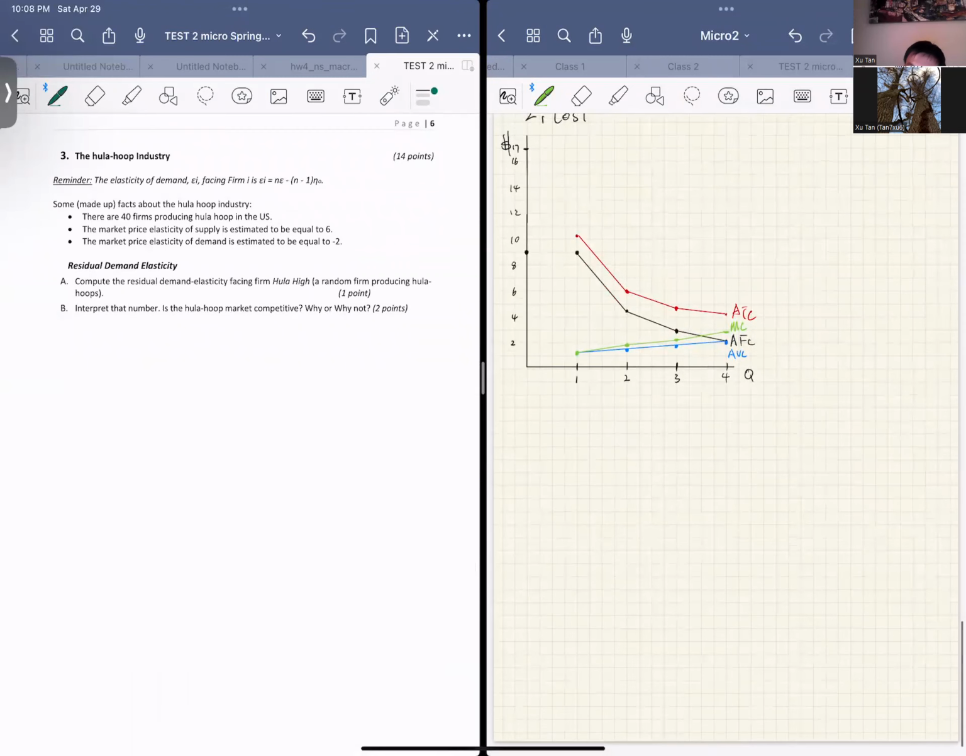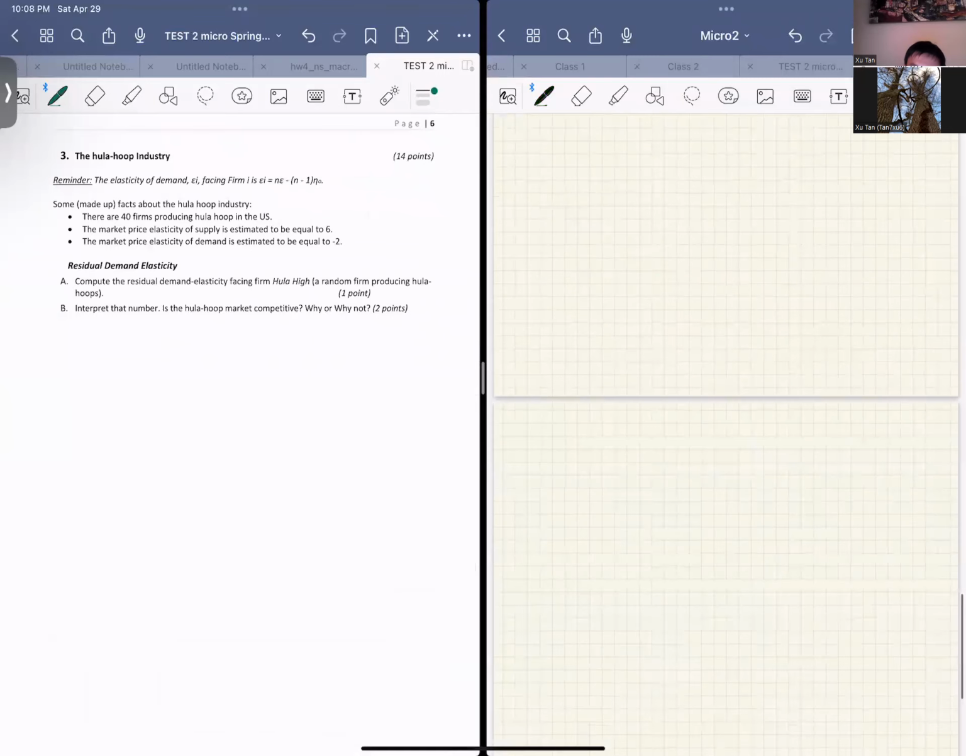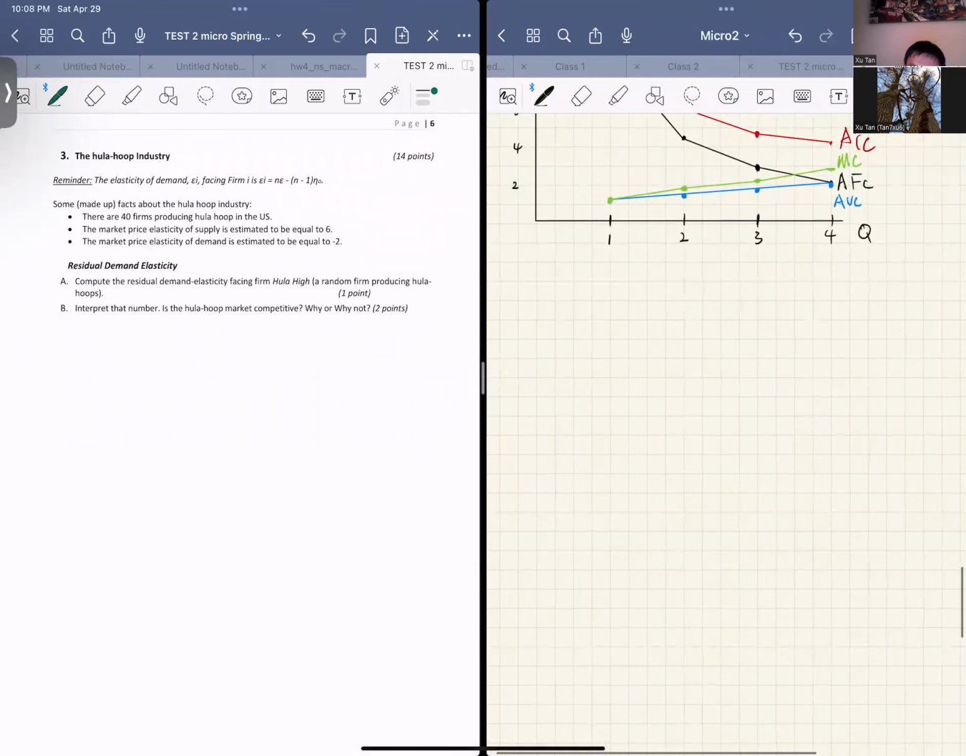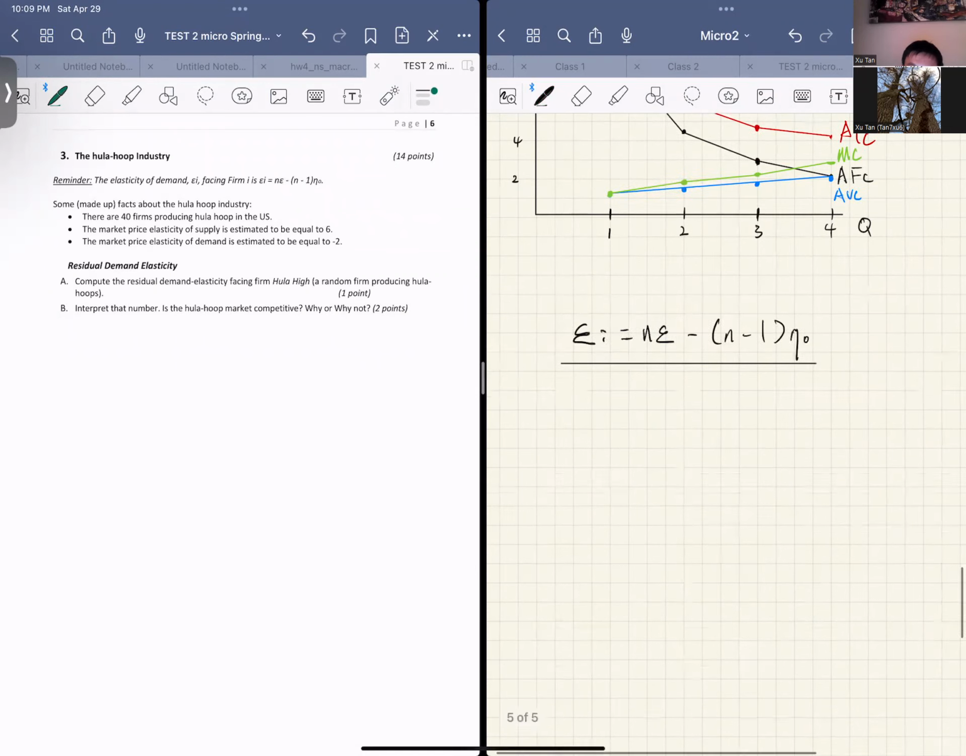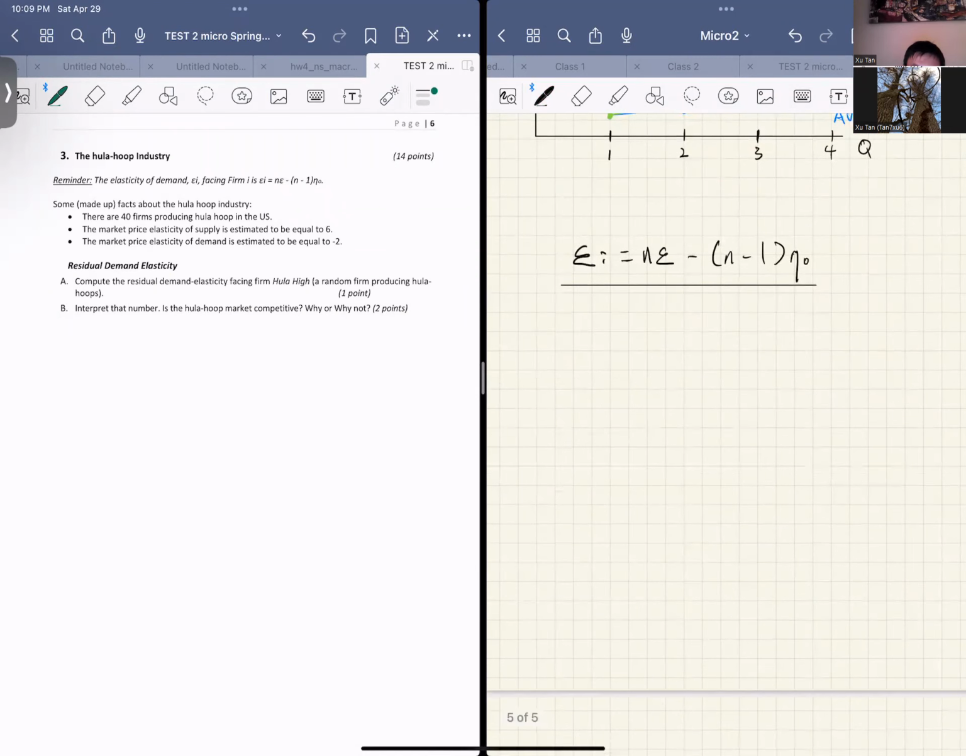Okay. Next, question 3. It really depends on this formula, right? And it will be given on the exam, so you shouldn't be worried about it. Mostly it's just apply this equation and understand the intuition. So we have 40 firms, so n equals 40. And the market price elasticity of supply is estimated to equal 6.